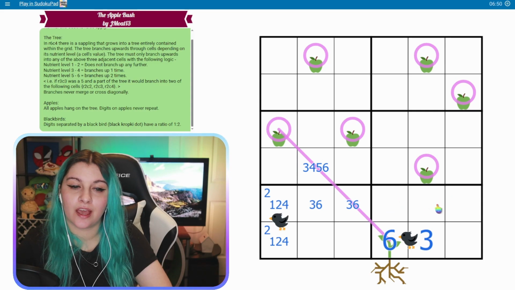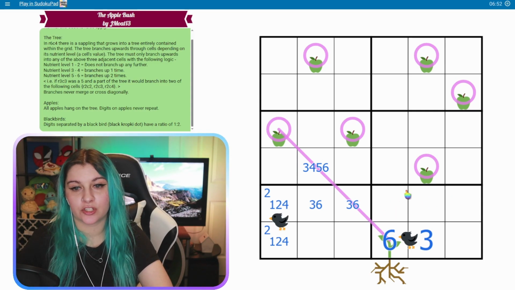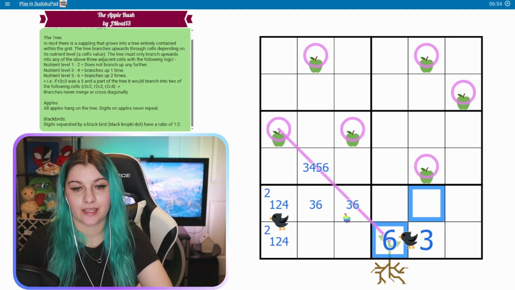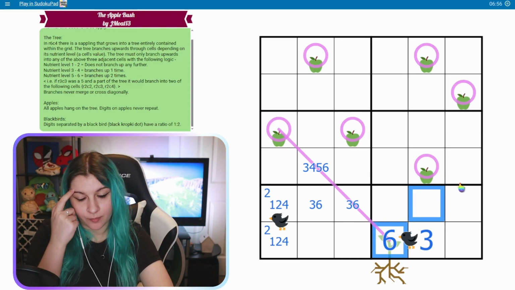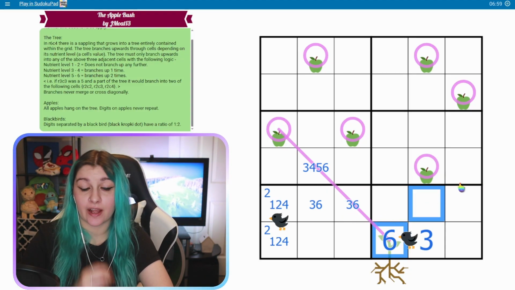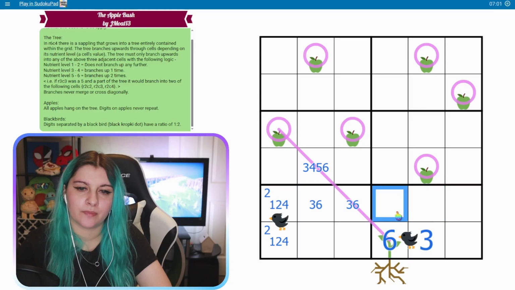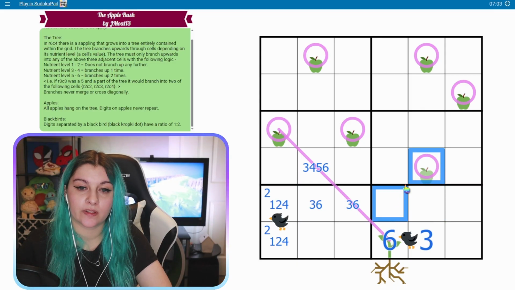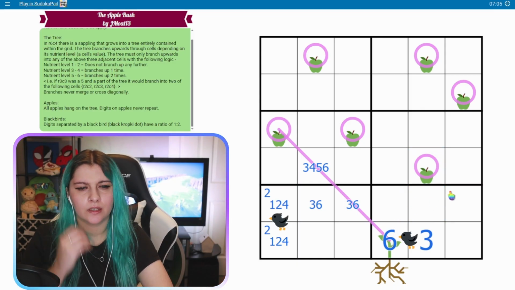So, the branch here, wherever it ends up, can't be a 3, and it won't be a 1 or a 2, but it could be a 4 or a 5. It could be a 4 where I only branch up once. I think that would be fine. Huh.